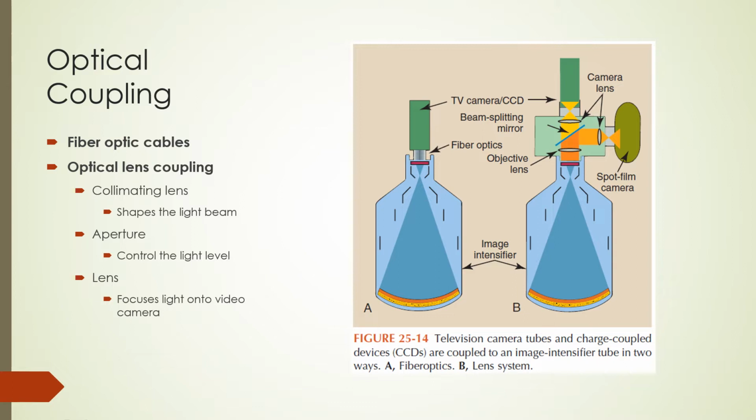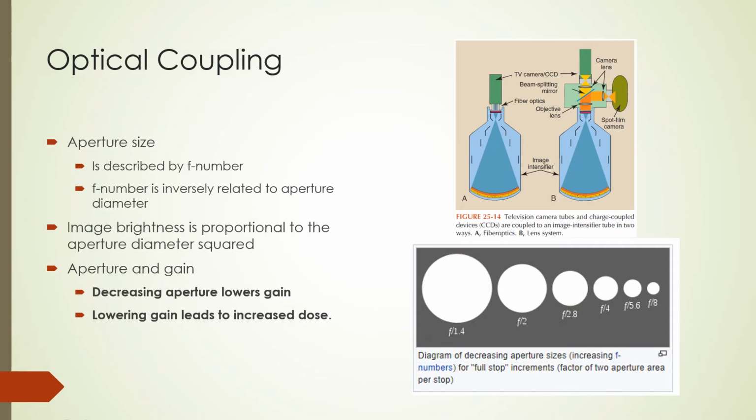Optical lens systems are made up of the collimating lens that shapes the divergent light from the output phosphor, the aperture that limits the amount of light reaching the video camera, and a lens to focus the image onto the video camera. Let's look at each member of the lensed optical coupling system in detail. An adjustable aperture couples the image intensifier output light to the video camera system and controls the light exposure to the lens. As the aperture size is changed, the amount of light that gets through the lens is also changed.